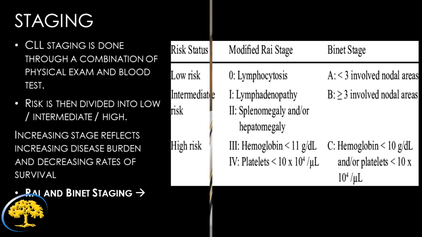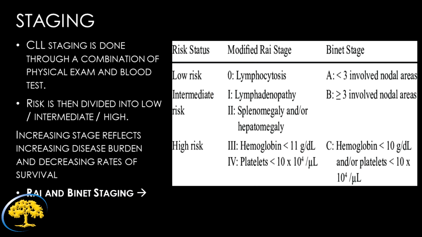Moving on to staging. Staging in blood cancers is a little bit different from staging solid cancers like breast cancer or prostate cancer, because the blood essentially flows throughout your body, but we do have specific ways to characterize and stage CLL. Staging is a way that we use to identify aggressiveness and also helps us determine the prognosis of a person with CLL.